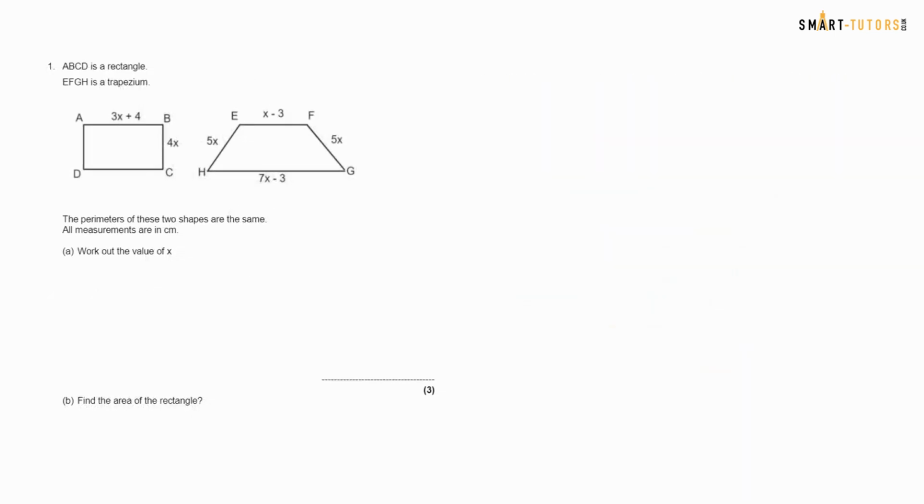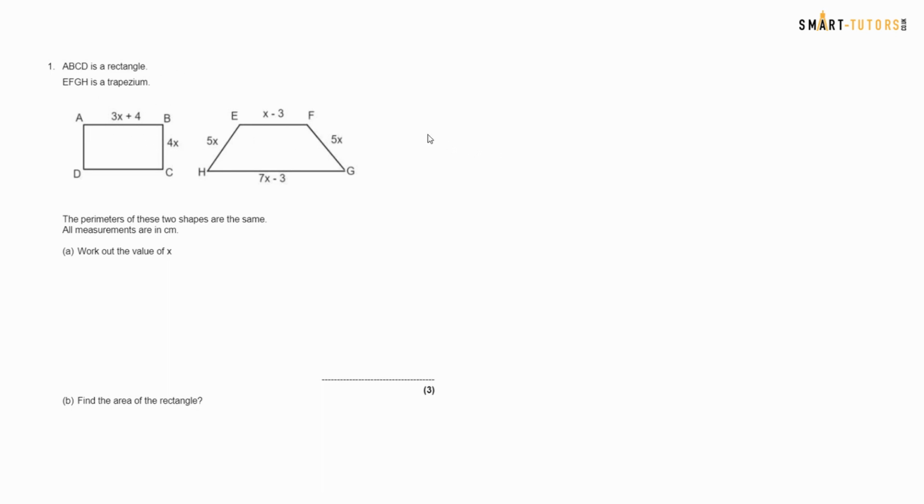Question number 1. ABCD is a rectangle, EFGH is a trapezium. The perimeters of these two shapes are the same. All the measurements are in centimeter. Work out the value of x. So first of all, we find the perimeter of ABCD.